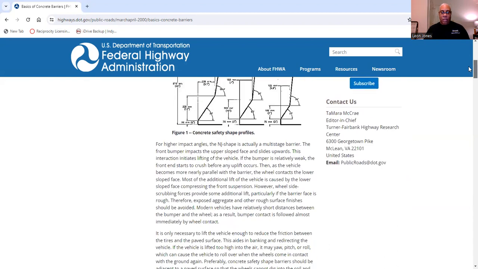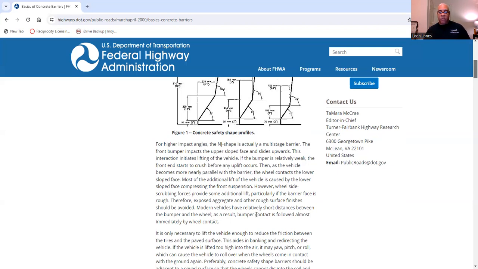Now, for higher impact angles, the NJ shape is actually a multi-stage barrier. The front bumper impacts the upper slope face and slides upwards. This interaction initiates lifting of the vehicle. If the bumper is relatively weak, the front end starts to crush before any uplift occurs. Then, as the vehicle becomes more nearly parallel with the barrier, the wheel contacts the lower slope face. Most of the additional lift of the vehicle is caused by the lower slope face compressing the front suspension. However, the wheel side scrubbing forces provide some additional lift, particularly if the barrier face is rough. Therefore, exposed aggregate and other rough surface finishes should be avoided.